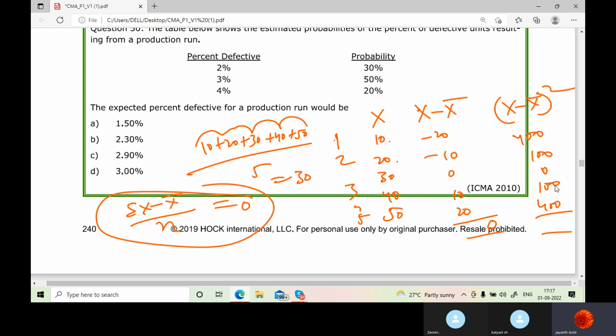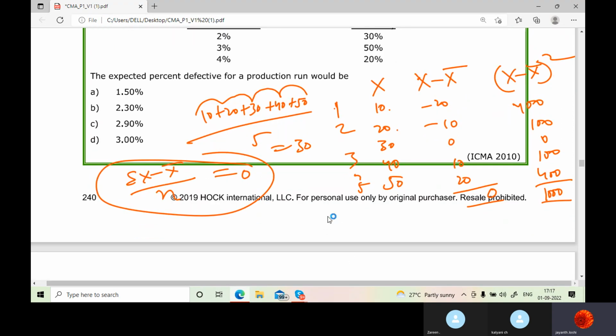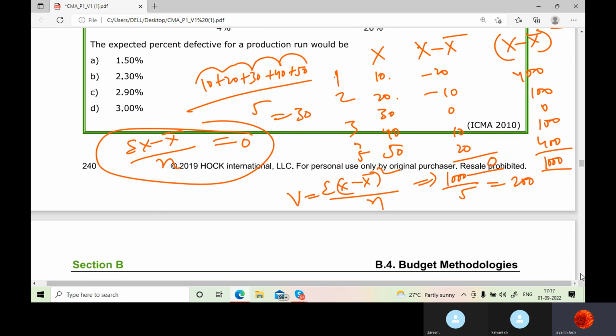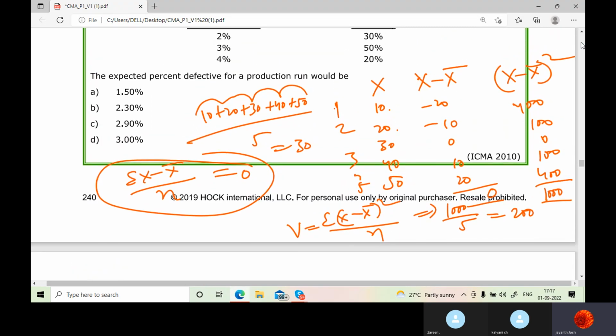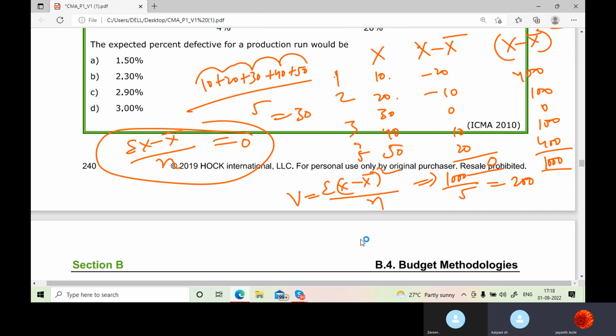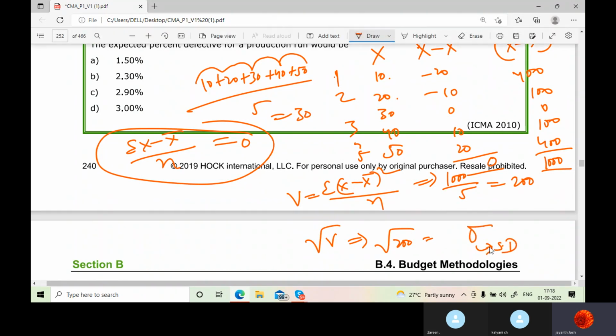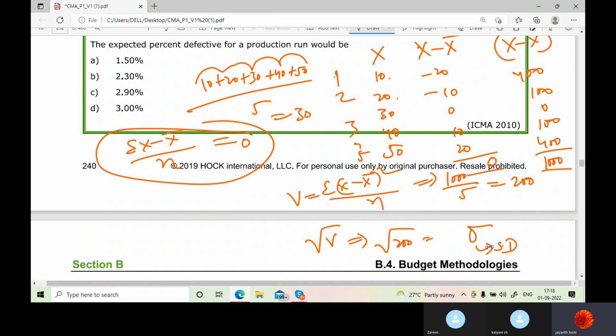Now if you total, it's 1000, correct? So sigma x minus x bar the whole square divided by n is nothing but variance. This is your variance, correct? Are you following? Please tell me. Yes, sir. And root of variance, root of this is nothing but standard deviation. Since you cannot directly find it, you have to find it in this way.